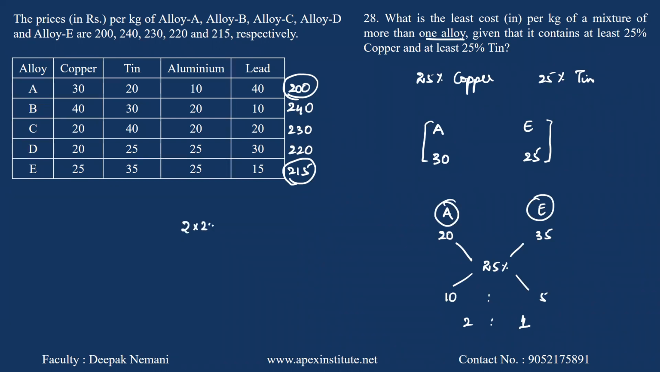So 2 into 200 plus 1 into 215. And this is the price of total 3 kgs of the mixture. So divided by 3. And this will give you the least cost per kg of the mixture of more than one alloy, given that it contains at least 25% copper and 25% tin. And this completes the LRDI section of the mock.